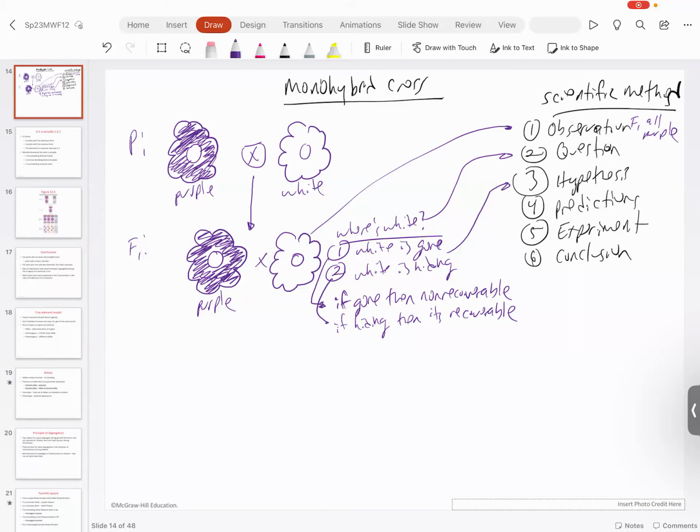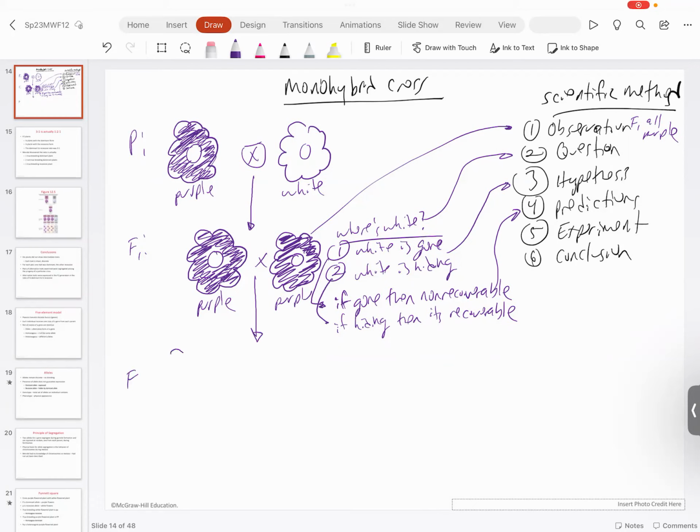Notice the if-then statement. If the blenders are true, then you expect never to see it again. If the particulate people are true, then you expect to see it come back, right? So notice you have testable if-then statements. Those are your predictions. So then what's next? The next is going to be your experiment, which is what? Cross your two purples together, right? So you probably self them together. Let's go ahead and see what happens.